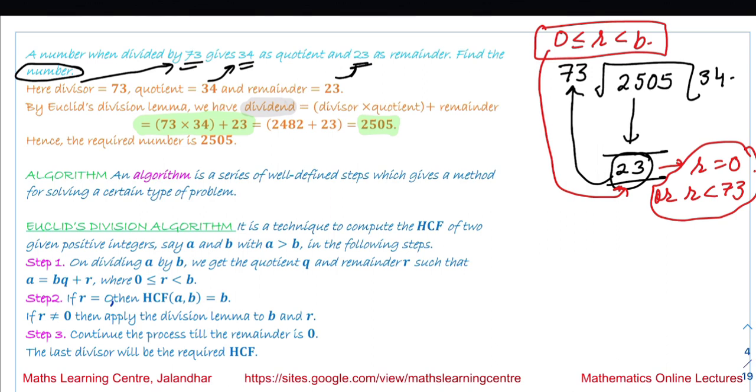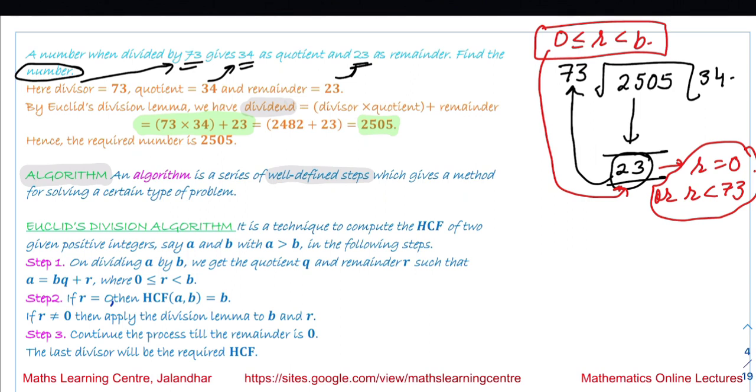Next we have Euclid's division algorithm. So what is an algorithm? Last time we saw the lemma, now it is the division algorithm. An algorithm is a series of well-defined steps which gives a method for solving a certain type of problem. Suppose we have to divide something, and there are certain steps for how we can do the division. Those steps are called the algorithm.